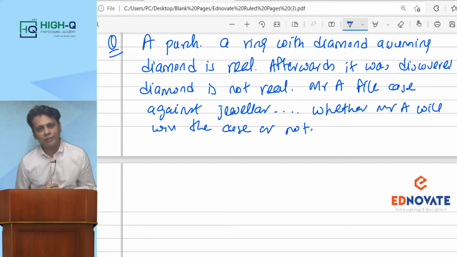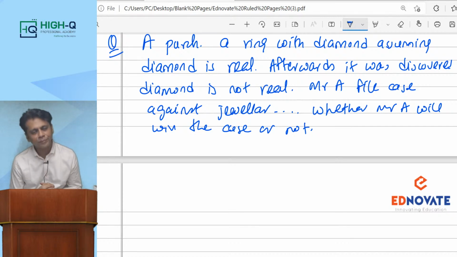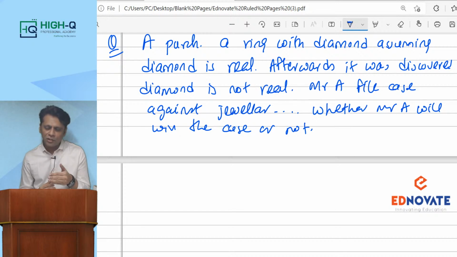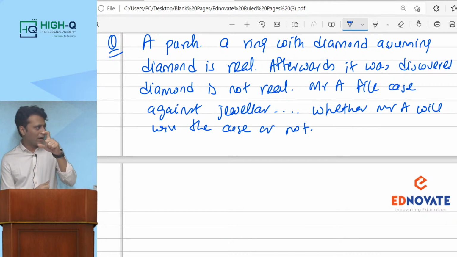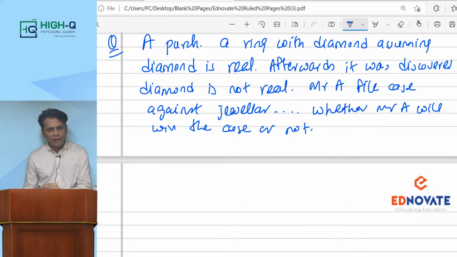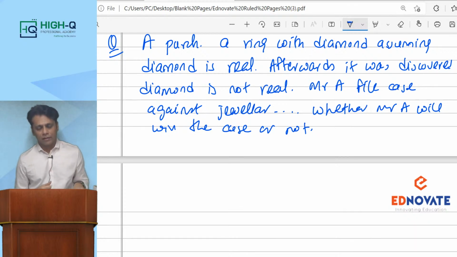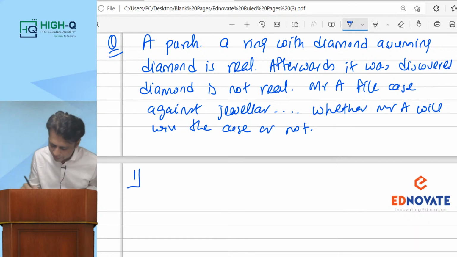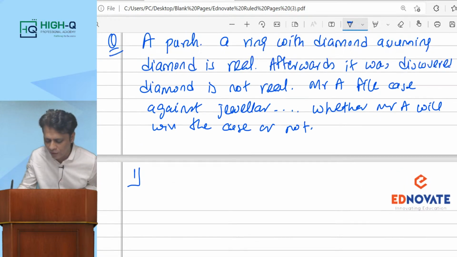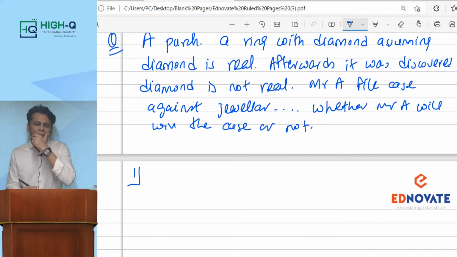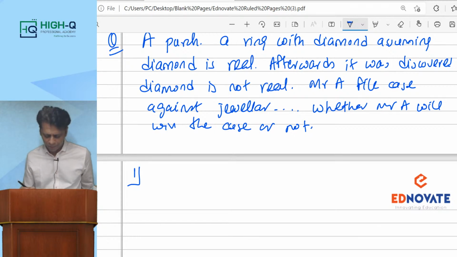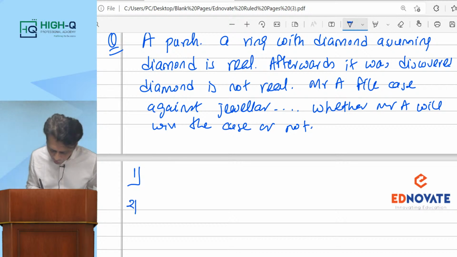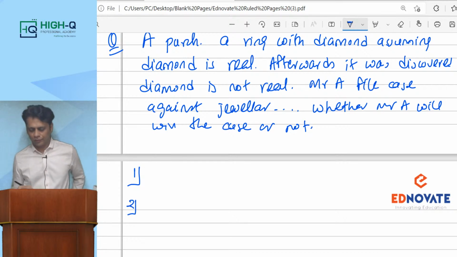You understood this? All of you? Yes. Section plus the important keyword here is caveat emptor. Let the buyer beware. That you will write in your first and second. In your first para, you will write that according to Section 16 of the Sale of Goods Act, and also you will mention the caveat emptor, which is a keyword. Let the buyer beware.